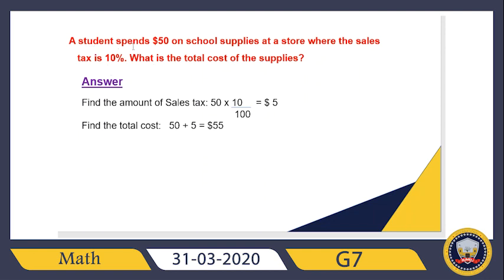A student spends $50 on school supplies at a store where the sales tax is 10%. What is the total cost of the supplies? يعني again let's explain it and then we can see how can we solve it. يعني you go for to buy some stationery, okay, then you find out that you have to pay $50 أو 50 Turkish lira.